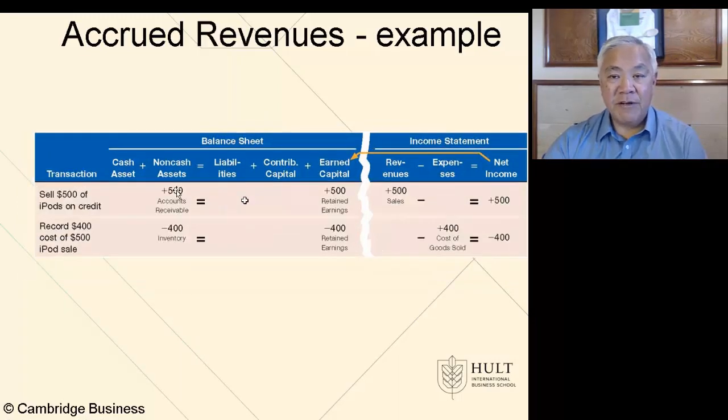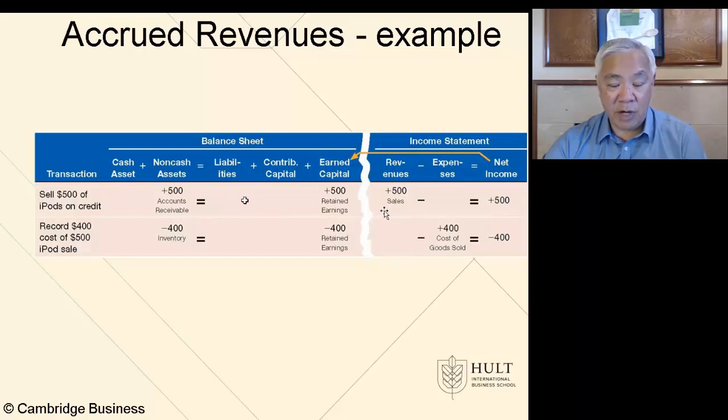So next we have accrued revenues, and this is a very typical example. We shipped $500 worth of iPods to a customer. That creates a receivable from that customer for $500, and we can record the sale of $500 as part of our income statement. Now, we had to do something to earn that money.